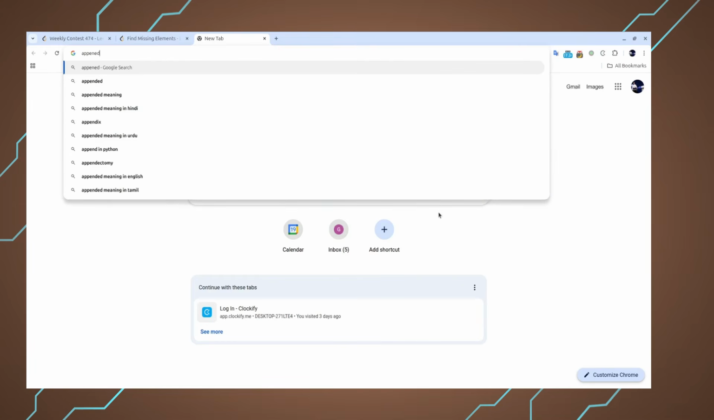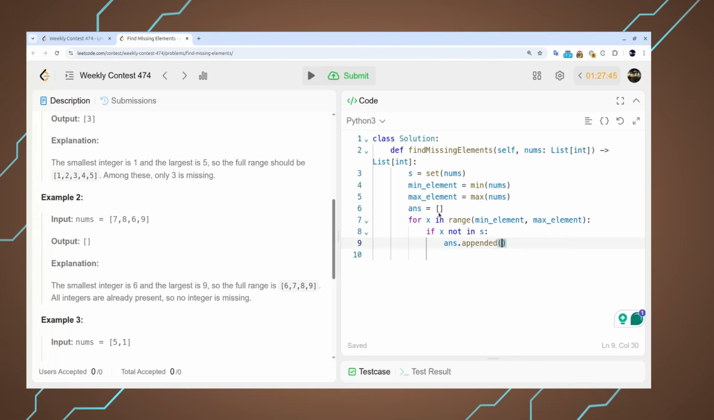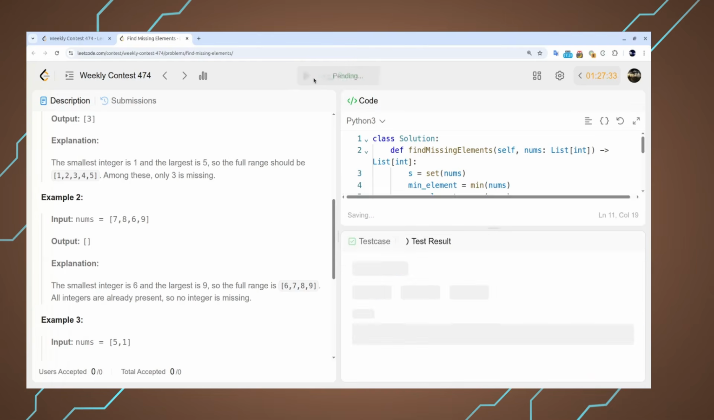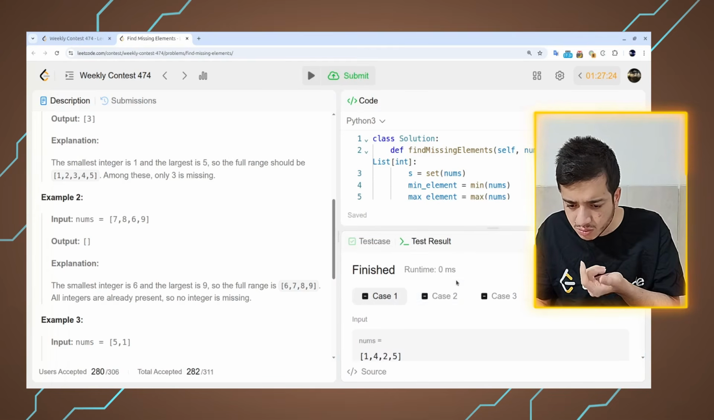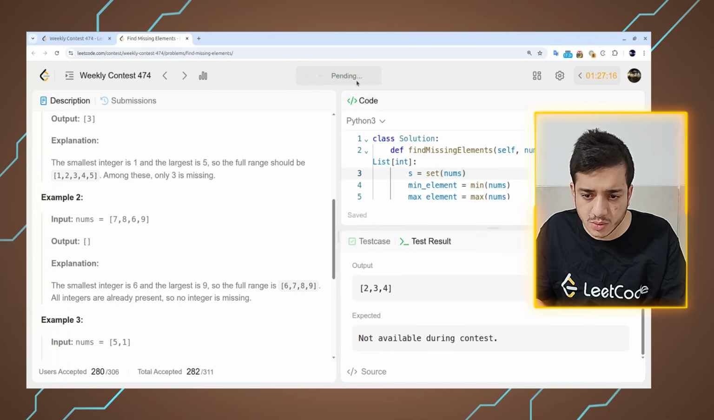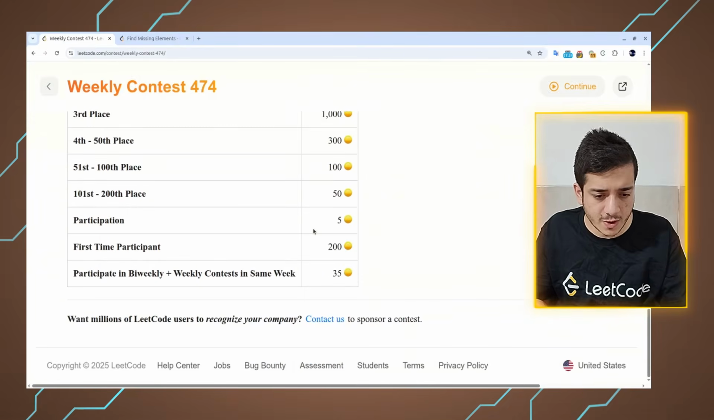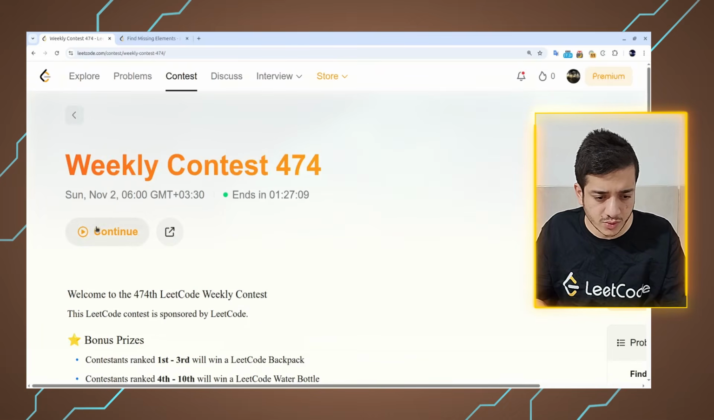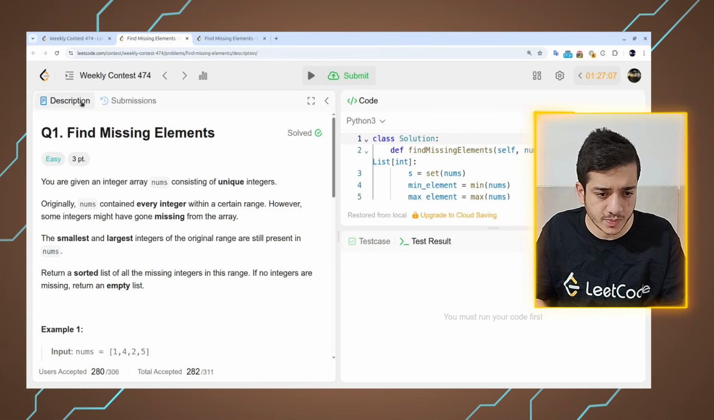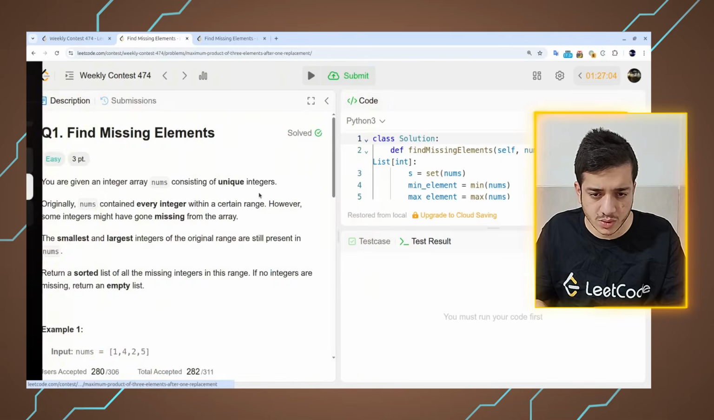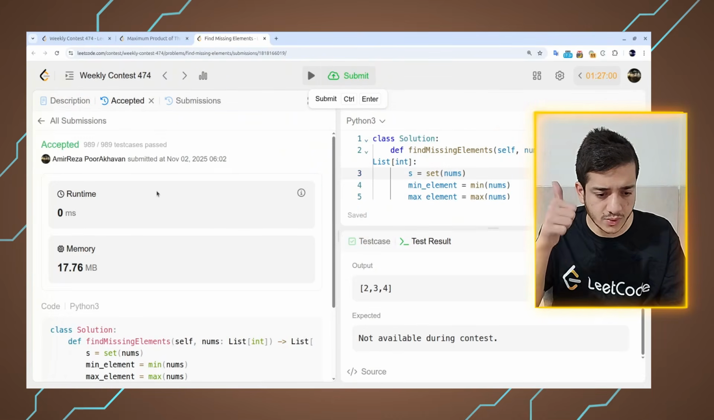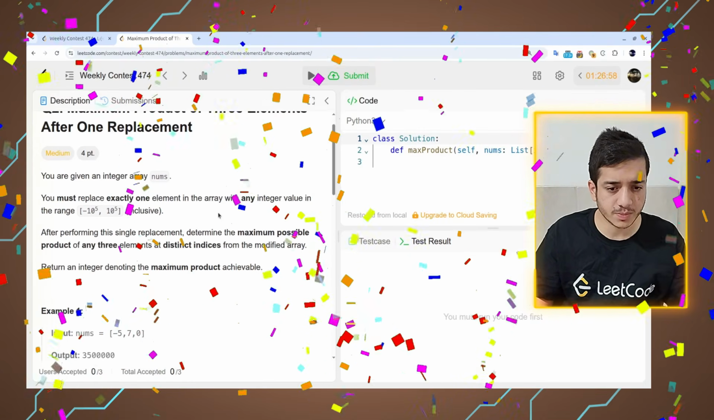Actually, you can add this by one, but it doesn't matter. If x not in S, then append x, and finally return the result, then run. Did I write this correctly? No. Okay, seems good. Let's submit. Okay, we got AC, the first AC. Let's go to the next one.